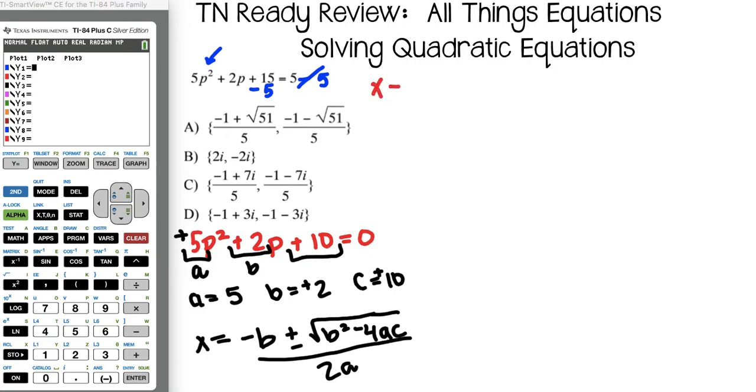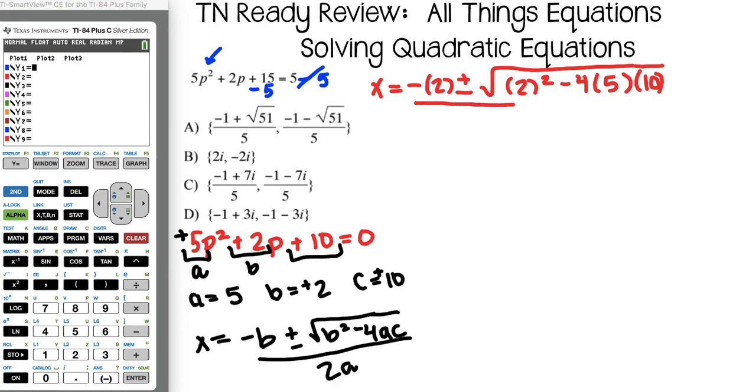So x is equal to opposite b plus or minus the square root of b squared, and I want you to notice that I put that in parentheses, we'll come back to that, minus 4 times 5 times c, which is 10, all over 2a, so all over 2 times 5. Okay, so I can't type this into the calculator all as one big long fraction. My calculator is going to give me an error and it's going to tell me that I can't do it. So I have to do it in segments.